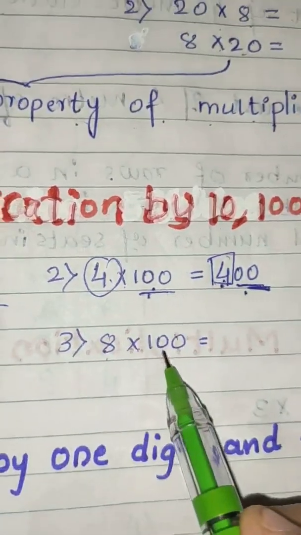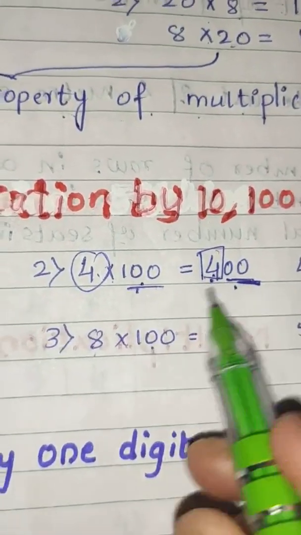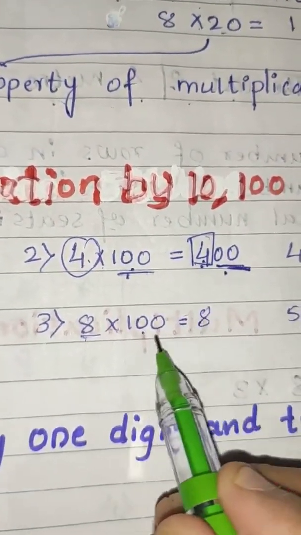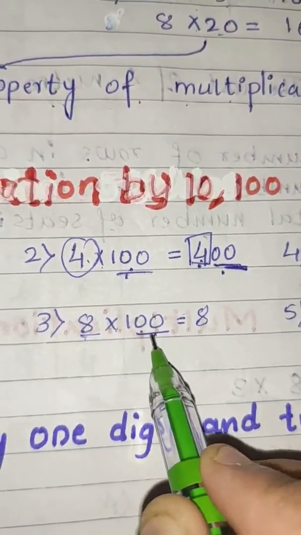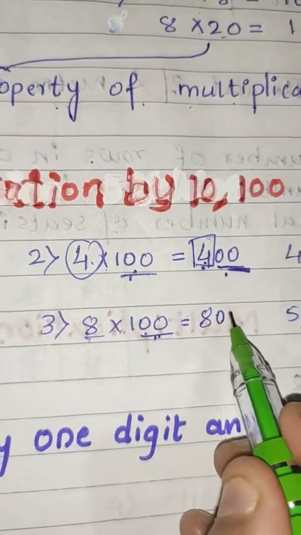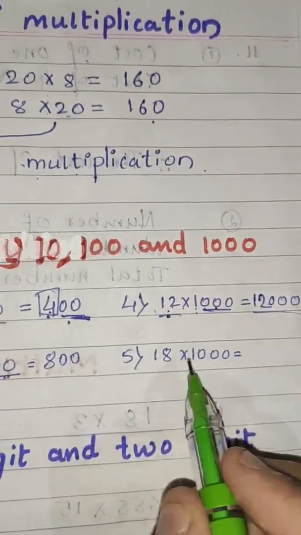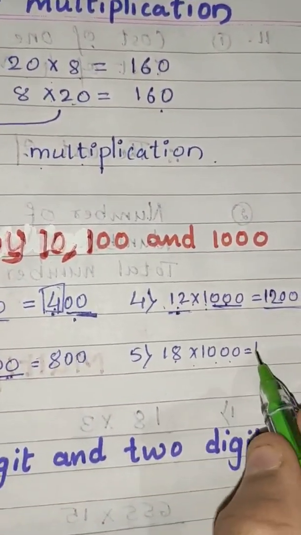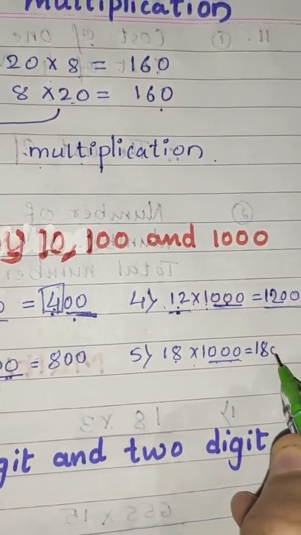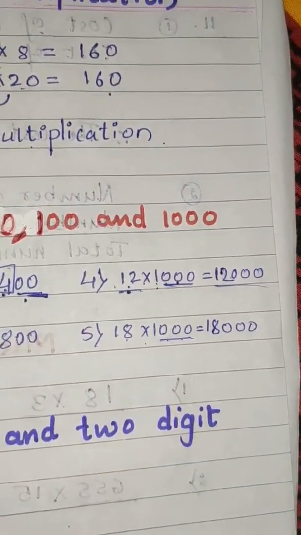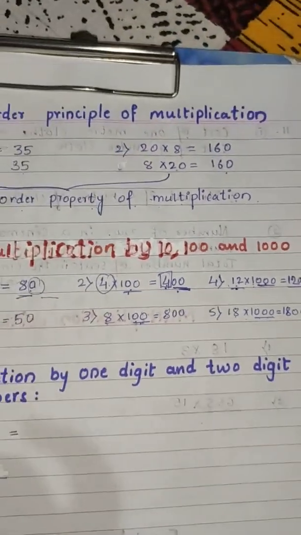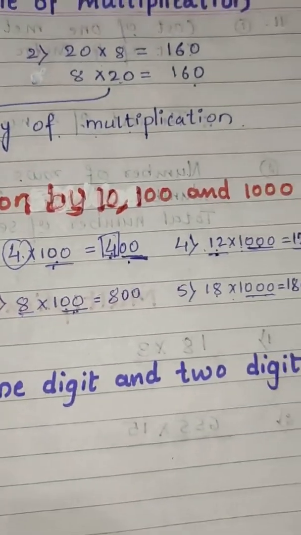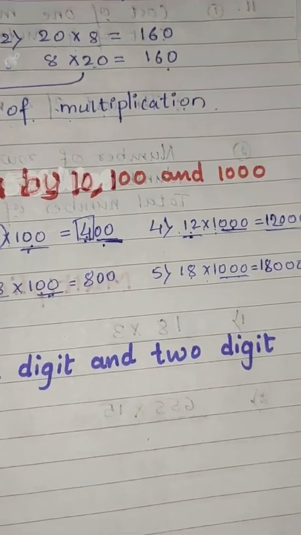8 into 100. What will be the answer here? This is a multiplicand and on the right side the 2 zeros from this multiplier. So 800. Next here, 18 into 1000. So 18 and 3 zeros: 1, 2, 3. Yes, understood. So these are the multiplication by 10, 100 and 1000.